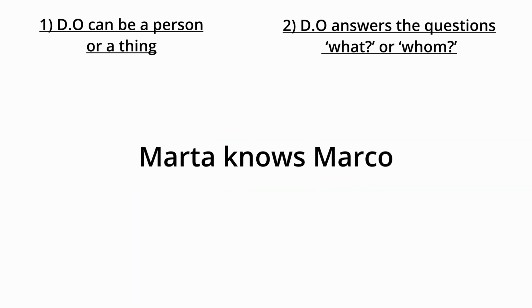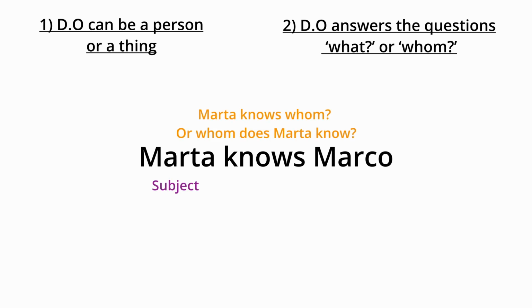In the second example, we have Marta, who knows someone or something. Marta is a subject who performs an action of knowing someone. So the question we ask here is, whom does she know? She knows Marco, which makes Marco a direct object of the sentence.